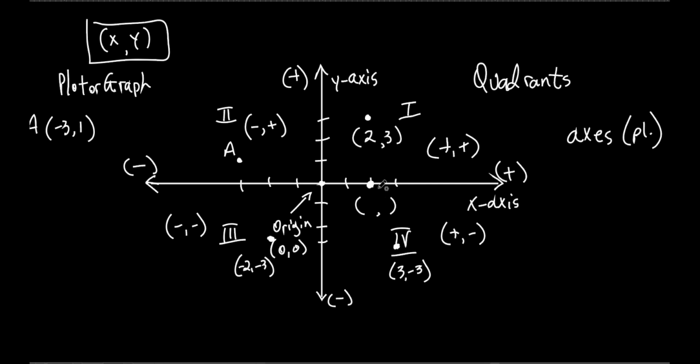Is it (0, 2)? Start here, and you always go in which direction first? You go left or right, the x direction. So how far do we go? We go 2 to the right. Okay, so that's the first one, it's going to be 2.